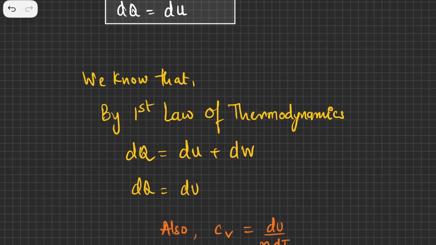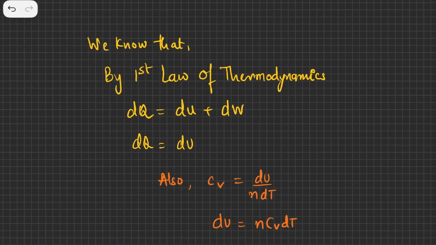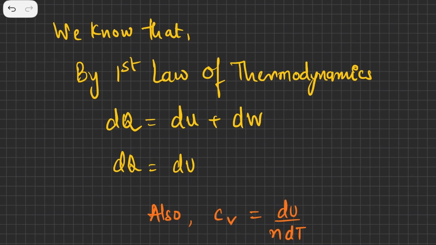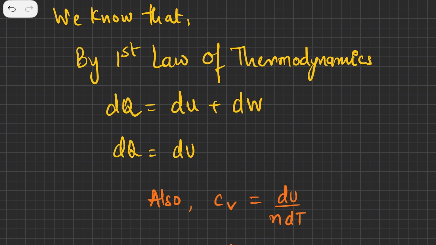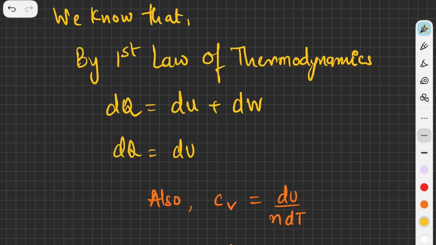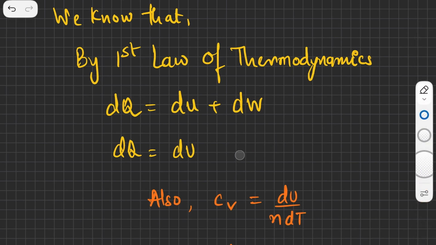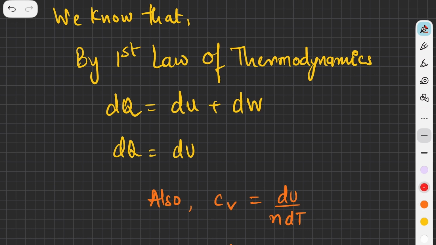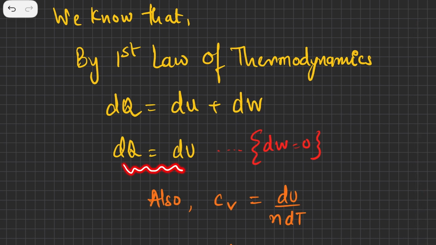Then let's derive some equations. We know that from the first law of thermodynamics, dq is equal to du plus dw. du is the internal energy change, dw is the work done, q is the amount of energy. Because dw is equal to 0, you get dq is equal to du.